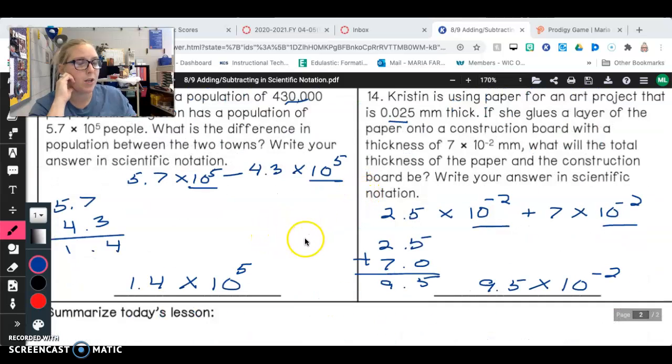For number 13, you were subtracting. Your answer was 1.4 times 10 to the 5th. Again, all of these had the same power. And then number 14, it was 9.5 times 10 to the negative 2nd power.